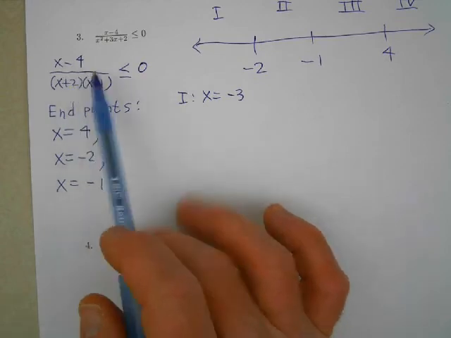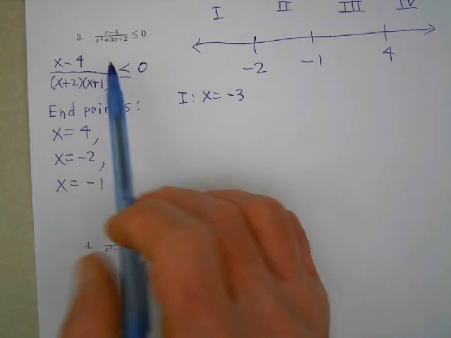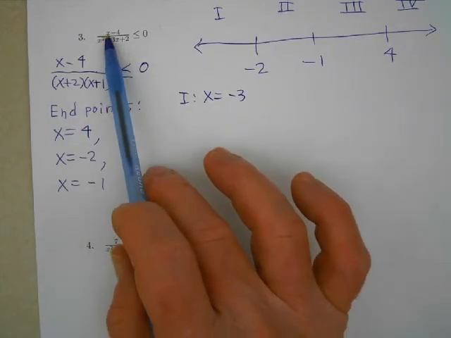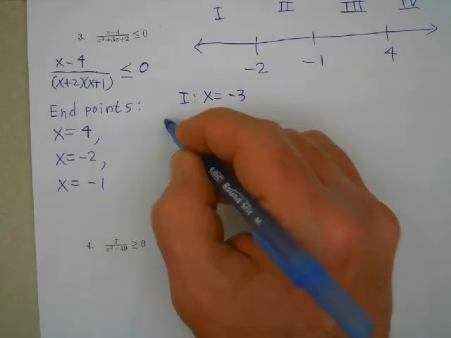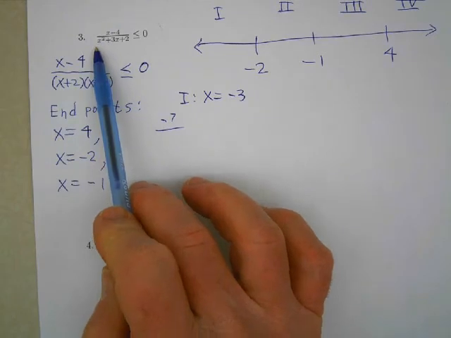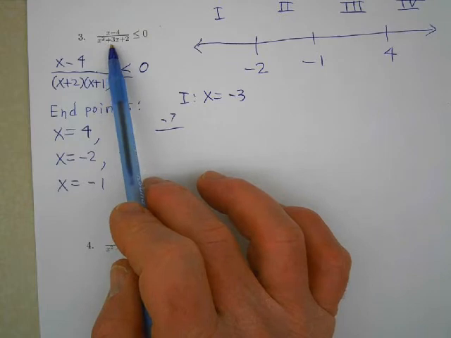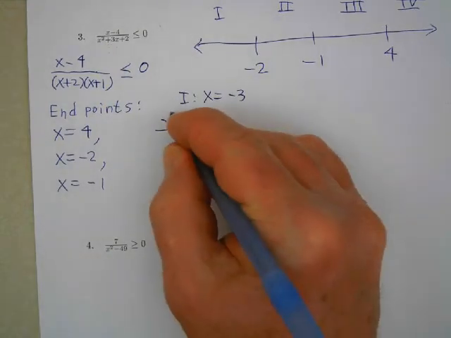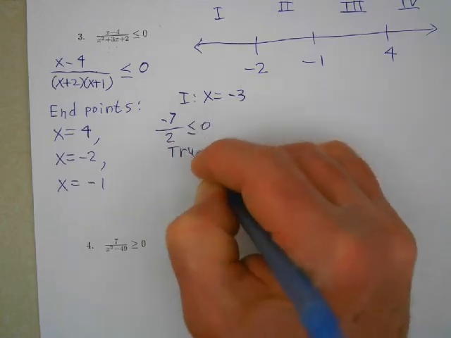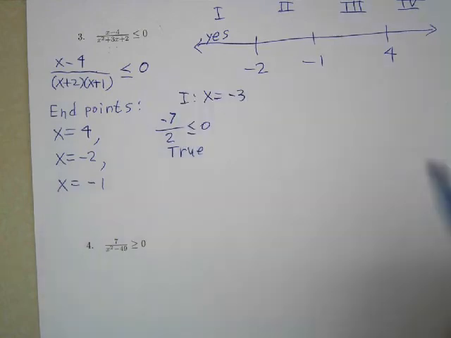We can use either the factored form of the denominator or the original. It doesn't matter, but let's just do the original. In the numerator, -3 minus 4 is -7. And in the denominator, -3 squared is 9, plus 3 times -3 is -9. So 9 plus -9 is 0, and then plus 2. So we get -7/2 less than or equal to 0. That's true. So the numbers in the interval from -infinity to -2 are solutions.